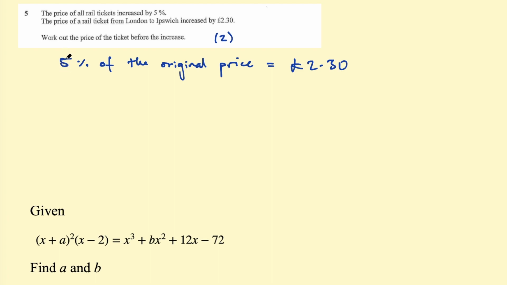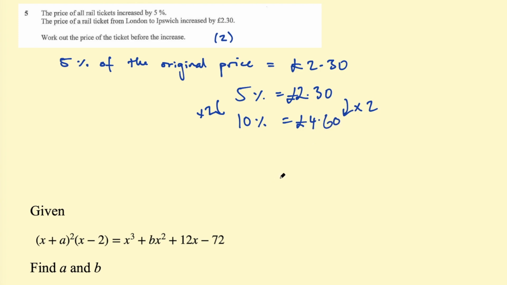So once we know 5% is equal to £2.30, then what do we need to do to get to the original price? Well, if we know 5%, we just need to think about what we need to multiply to get to 100%. For this, I would probably multiply by 2 to get 10%. So multiply both sides by 2. That's £4.60. And then multiply by 10.